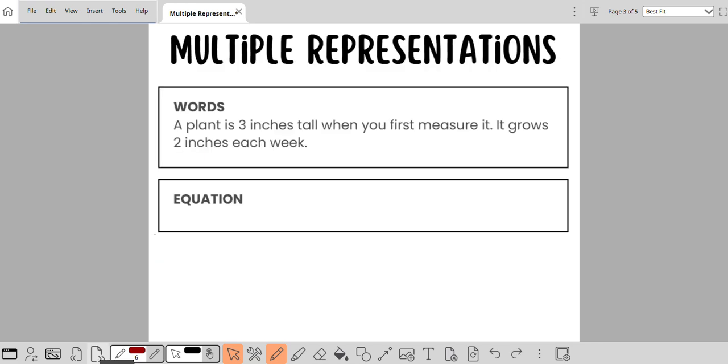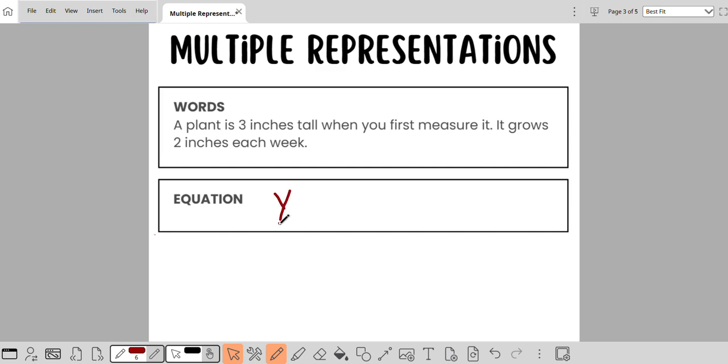Our first example is with words. So let's take just a few seconds to be really careful and just read this. It says, a plant is 3 inches tall when you first measure it. So at the very beginning, we are measuring that plant and it is 3 inches tall. It grows 2 inches each week. That is a multiple representation being shown in words, but now let's make it an equation.